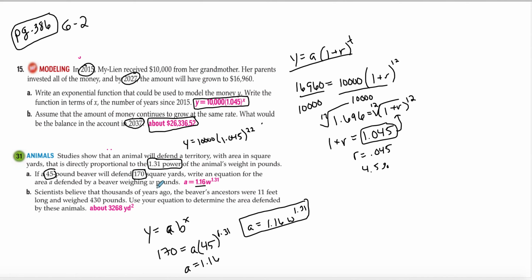Okay, so it says ancient beavers were 11 feet long and weighed 430 pounds. That's the weight we're going to use. Okay, and we're going to figure out how many yards, or what area that animal would be able to defend. So 430 is the weight to the 1.31. If you put this information in your calculator, so 1.16 times 430 to the 1.31, you'll get 3,268 square yards. Okay, so that's 6.2.